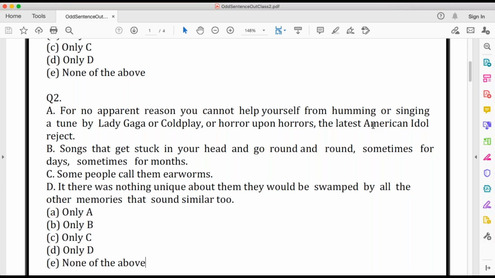My odd sentence out in this particular question is sentence number D, which is not talking about earworms. Is it clear, everyone? Okay. Moving to question number 3.